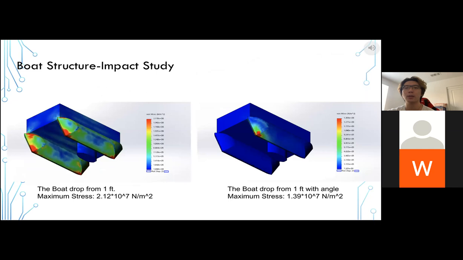This slide is the result when the bowl is dropped down from 1 feet high. On the left-hand side is the stress distribution when the bowl was dropped parallel to the ground. On the right-hand side is the stress distribution when the bowl was dropped at an angle, such that all the impact is concentrated in one point, even though the maximum stress did not pass the tensile strength. The impact studies show that the bowl structure has no problem in general operation.